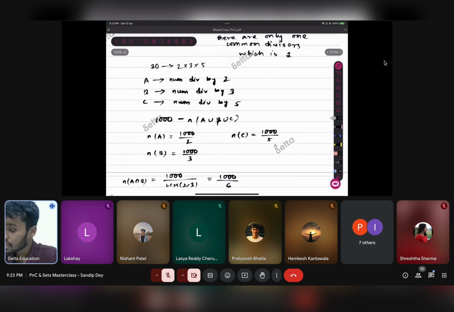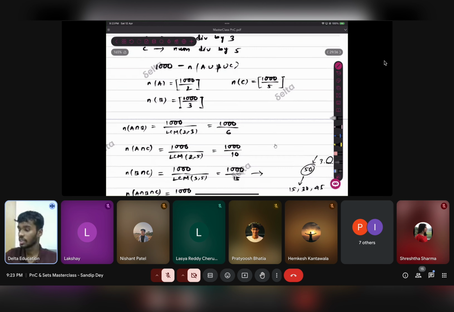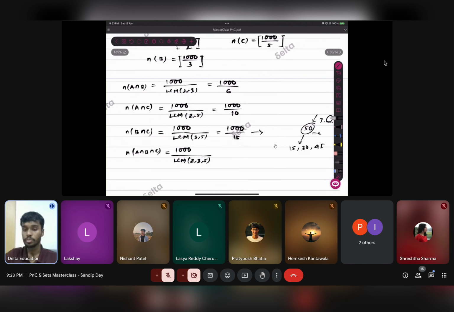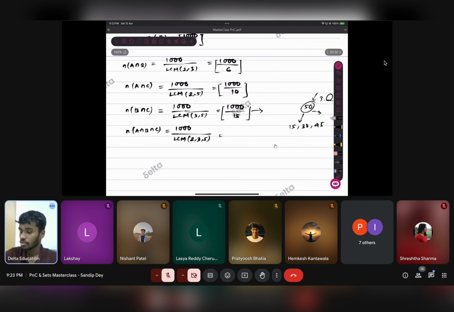So what I have to do is take the GIF here also, because my n cannot be a decimal. So I have to take the GIF to make sure that my total count is an integer. And GIF will give you the lower number, right? So for 50, you will get 3 numbers, not 4 numbers. So that's why you have to take GIF, and in all of those places, we will take GIF. So if you do this here also, you will get 1,000 divided by 30.